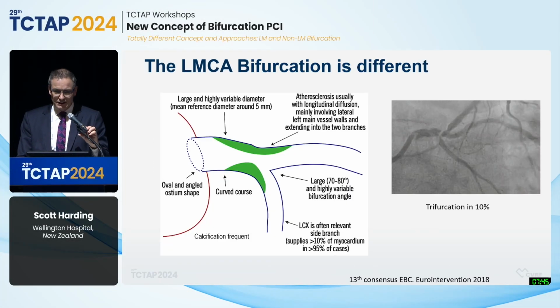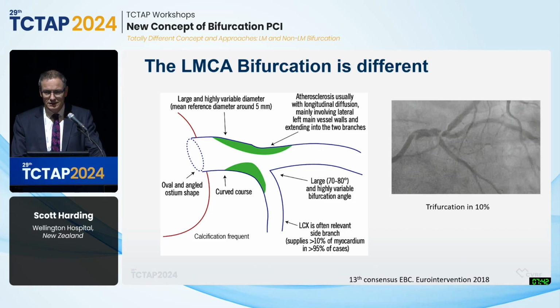I think it's very clear that the left main bifurcation is different to other bifurcations. It's a larger vessel. The branches are important in almost all cases. The bifurcation angle is generally larger. There's more calcification, there can be more fibrosis, particularly at the circumflex ostium.